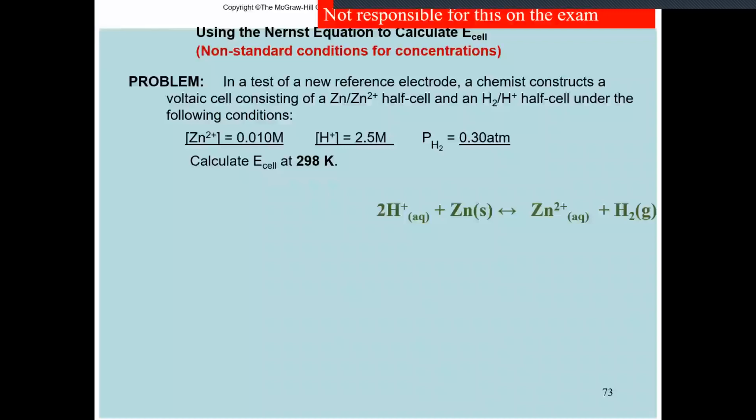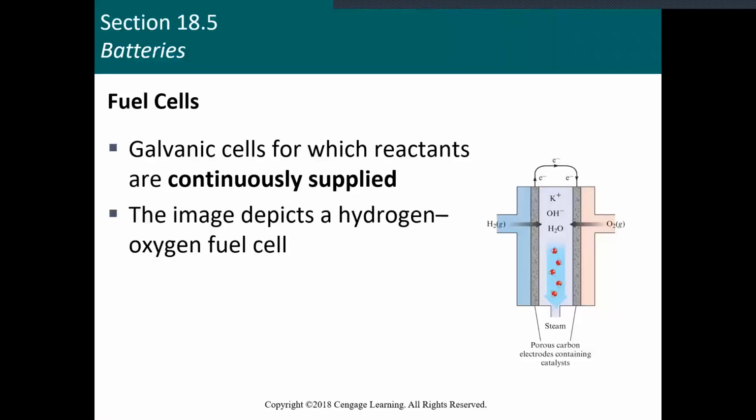And 75, whoops. This one, just to know what a fuel cell is, it is a type of battery or galvanic cell, and the reactants have to be supplied continuously. So that's all I want you to know about that.